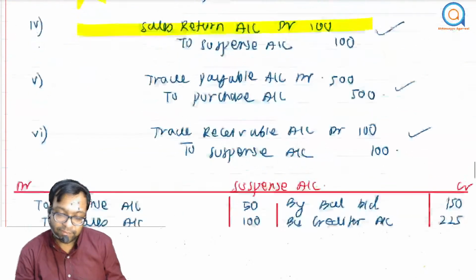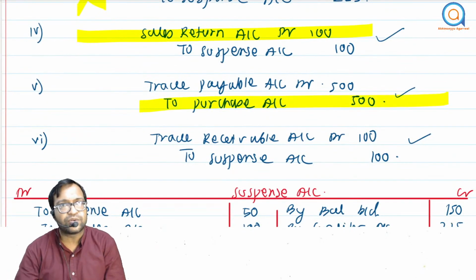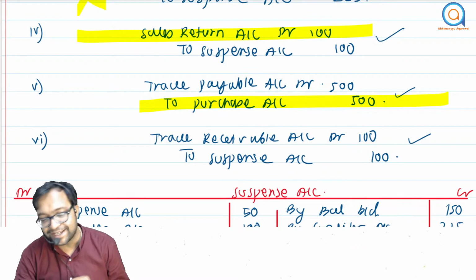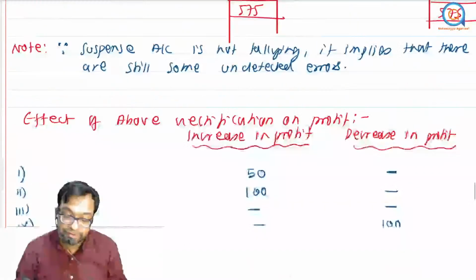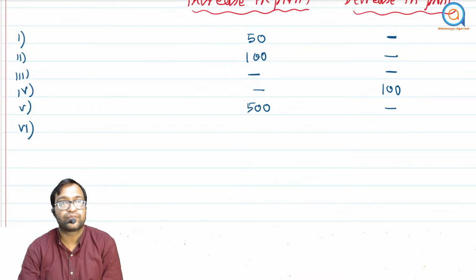Next, point number 5. Trade payable to purchase. Purchase is a nominal account, credited, so increase in profit by 500. Very good.